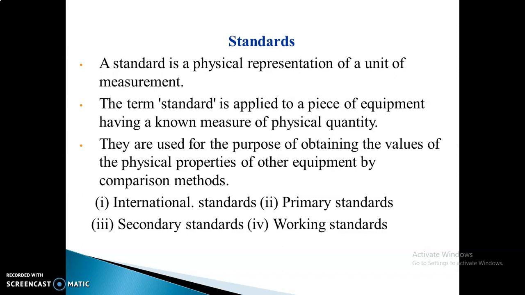It is like a physical property of other equipment, used by comparison. That is the purpose of a standard. So in two lines we can say a standard is nothing but a body, that is some society, which we call an embodiment of a unit of measurement. There are four different types of standards: international, primary, secondary and working standards.